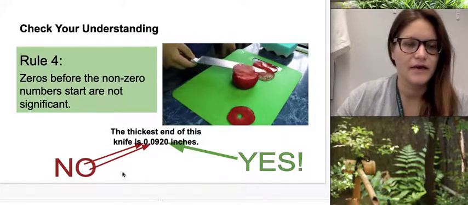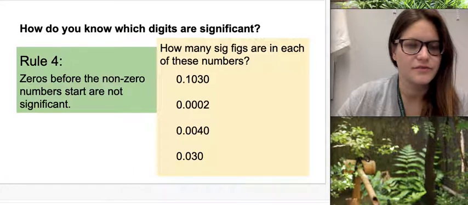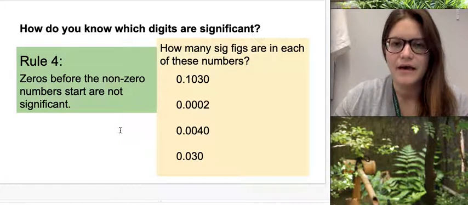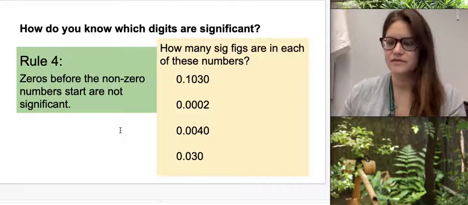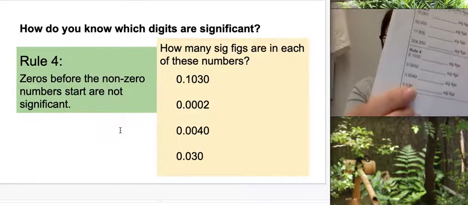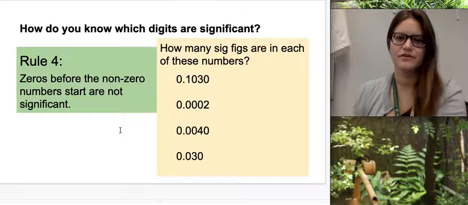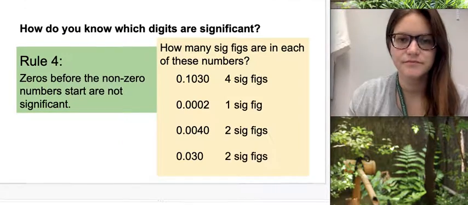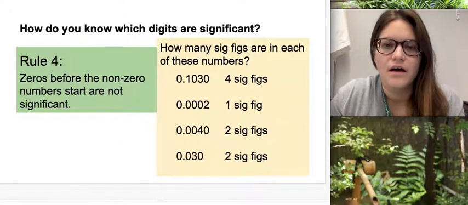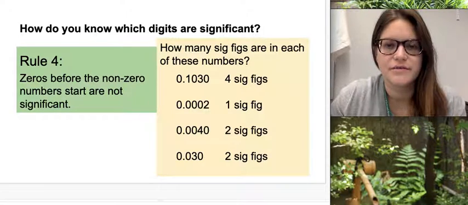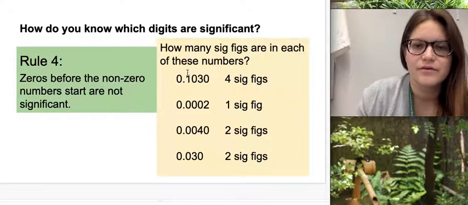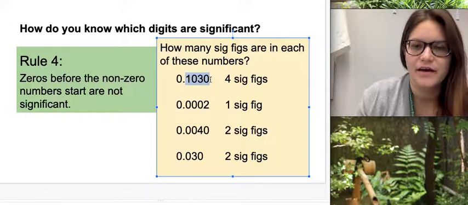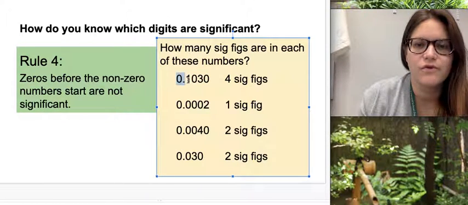Okay, now let's do some review of Rule 4. How many sig figs are in each of these? So come down to where it says Rule 4 and predict for those. Okay, so for 0.1030, all of the zeros that come after that decimal point count, but the one that comes before that one, it does not count. Zeros before the non-zero number start are not significant.